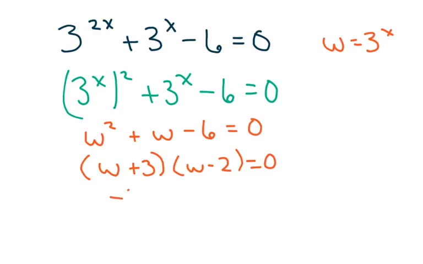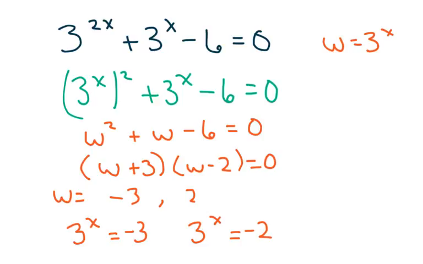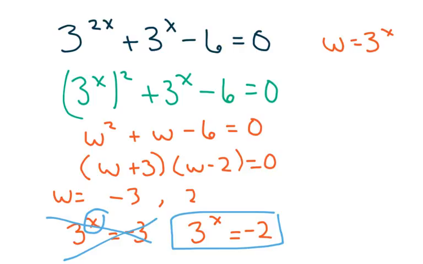So I get w plus 3 and w minus 2 equals 0. So we have w equals negative 3 and w equals 2. But remember, w is 3 to the x, so we really have 3 to the x equals negative 3, and 3 to the x equals 2. Since there's no solution here, you can't put anything in for x to get a negative 3. So we have to disregard that extraneous solution, and we're just going to solve for x now. And the way we're going to solve for x is we're going to take the natural log of both sides.